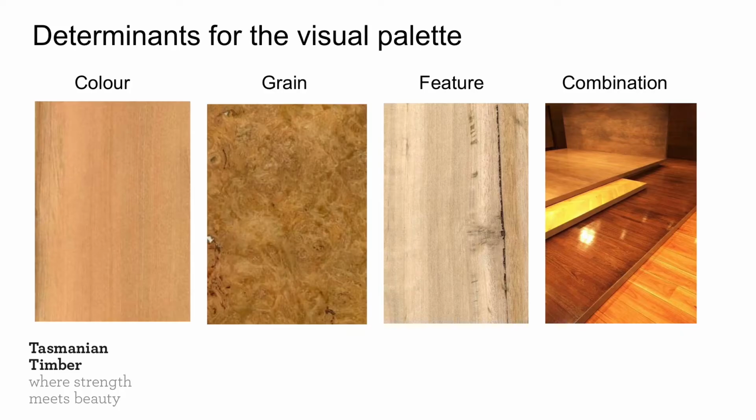So if we look at things that determine a visual palette, we have colour, which is often species determined. A species will generally have a particular colour or colour range. We'll then have grain, and grain is that combination of how the cells run across the piece, whether the grain is big, whether the grain is fine, whether the grain is a little rippled, so you get a rippling effect in it. This is a piece from a big eucalypt burl that's been growing on the side of a tree.